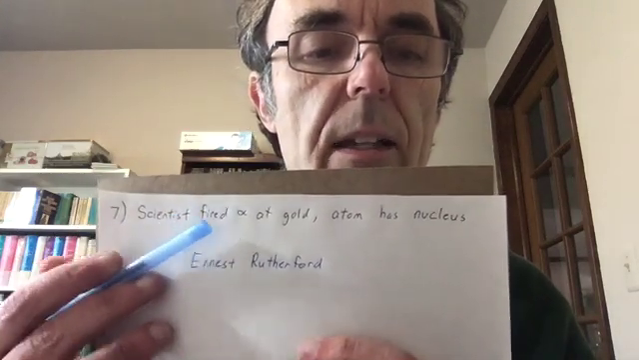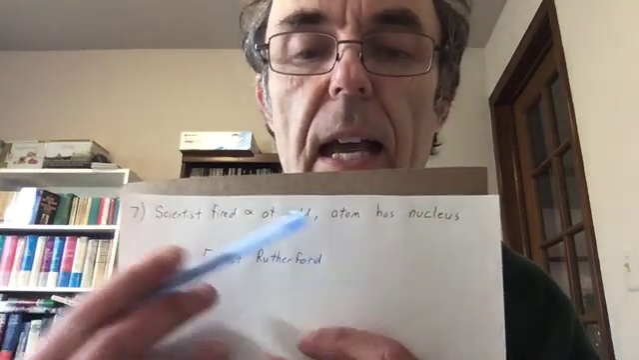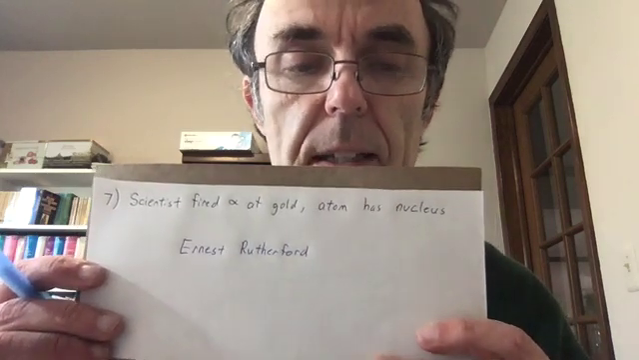Here's another history question, but this one asks what scientist fired alpha particles at gold foil and discovered from the scattering that the atom has a heavy nucleus at its center, and that is Ernest Rutherford.